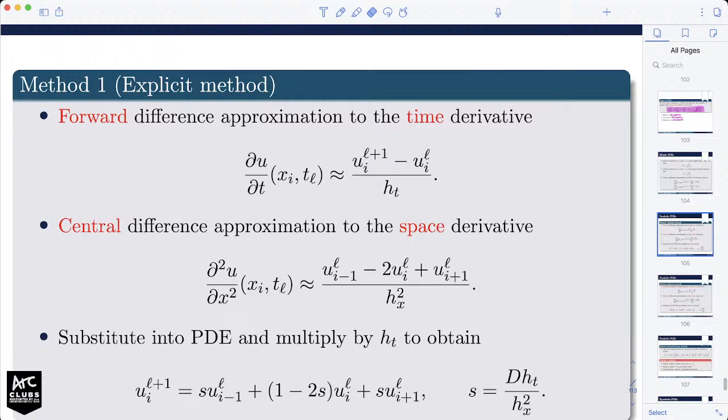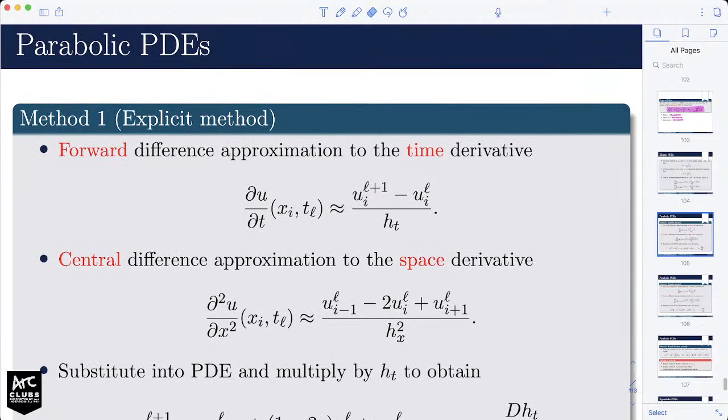Mind blank. That first derivative here. Yeah. And our central difference approximation to the space derivative as well. And this time, we're going to be looking at our second order derivative, and we really get that because we're dealing with a parabolic PDE.